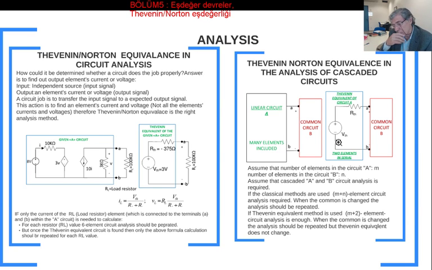We need those because in electronics, one circuit's output is the input of another circuit. So this is common in electronics. By replacing the first one with the Thevenin equivalent circuit, it would be beneficial for the analysis of the B circuits.